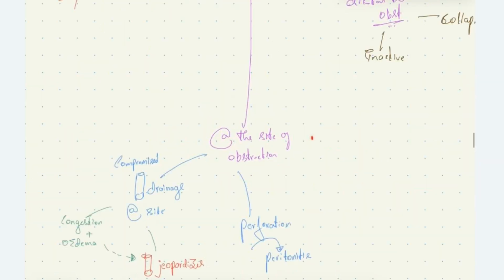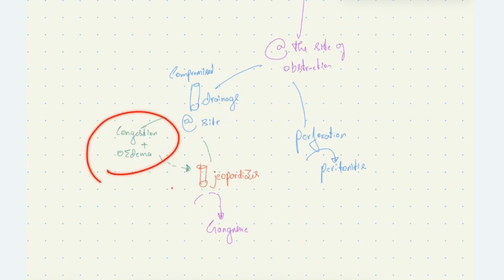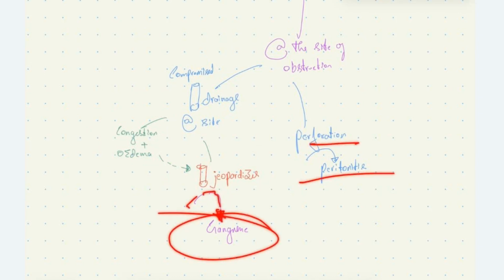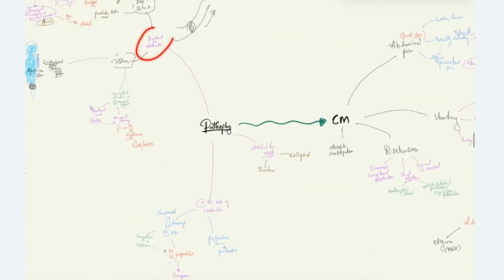At the site of obstruction, immediately there will be compromised venous drainage. When the venous drainage is compromised, it leads to congestion, the accumulation of blood and edema at the site of obstruction. Gradually, the arterial supply is jeopardized, and this leads to gangrene of the bowel wall. This gangrenous tissue may perforate and cause peritonitis. We saw that the peritonitis and the gangrenous bowel can be proximal to the obstruction or at the site of obstruction.